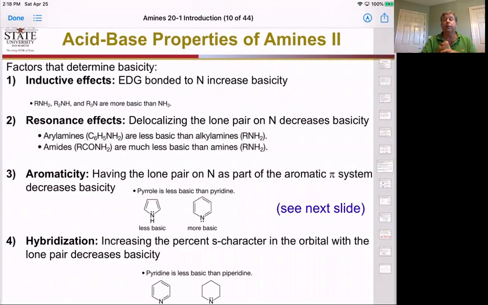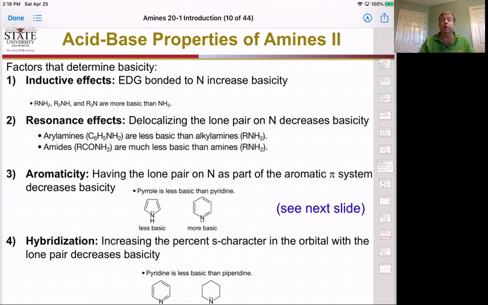So the first factor is, just like with carboxylic acids, there's an inductive effect. And in the case of nitrogen, by adding electron donating groups to the nitrogen, you can increase the basicity. The way to think about it is, the bigger that lone pair gets, the more basic it is. So if you have electron donating groups, that lone pair gets a little bit bigger. If you have things that pull electron density away from that lone pair, it decreases the basicity.